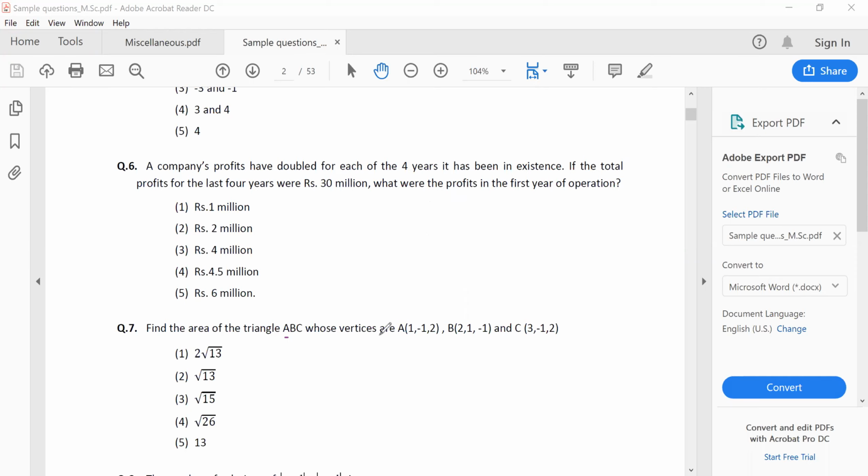Find the area of the triangle ABC with vertices given. This is a vector, right? So this is the vector formula, right here.